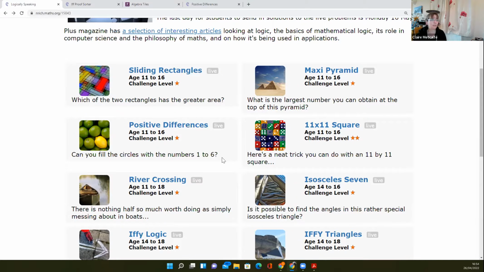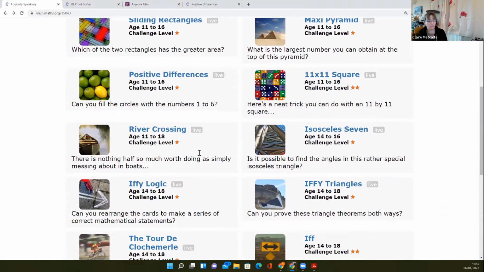We haven't talked about maxi pyramid, we haven't talked about sliding rectangles. These are all more problems which are sort of slightly logical in approach. So have a go at them and encourage your students to send us their answers, or their solutions rather than answers. We don't want an answer of 3.